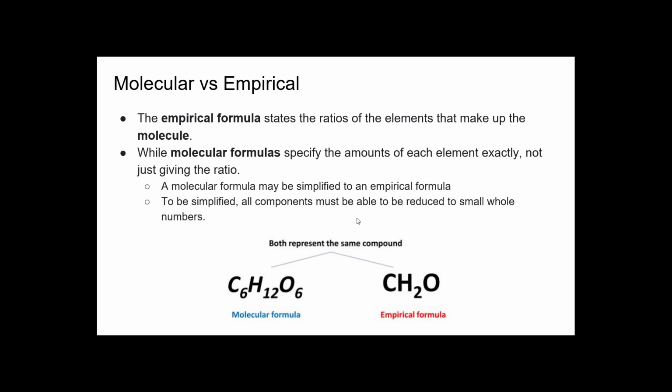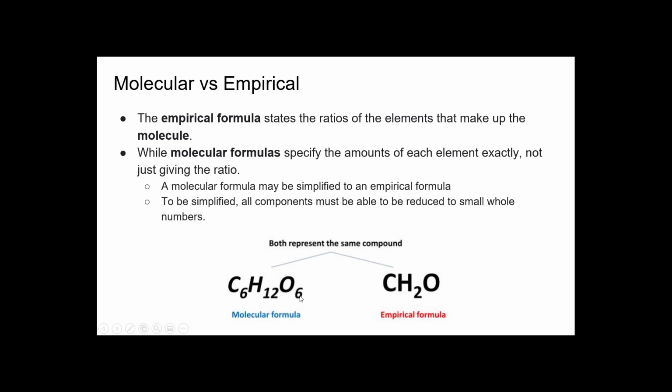So, empirical versus molecular. The empirical formula states the ratios of the elements that make up the molecule, while molecular formulas specify the amounts of each element exactly. The easiest way for me to explain this is first pay attention to the word molecular. We're dealing with nonmetals in here, and this is the molecular formula of, I believe, glucose. But if you reduce everything down as much as you can, you get the empirical formula.